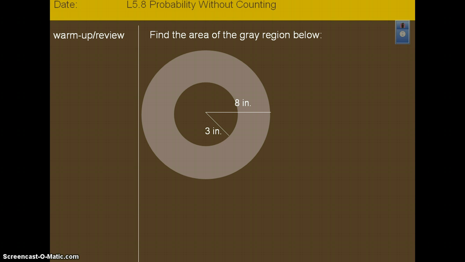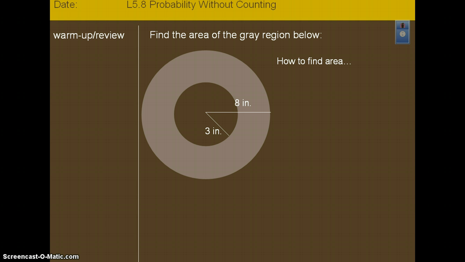So why don't you go ahead and find the area of the gray region below. All right, if you need a little more time, go ahead and press pause. If you're ready to take a look at the finished product, let's go.